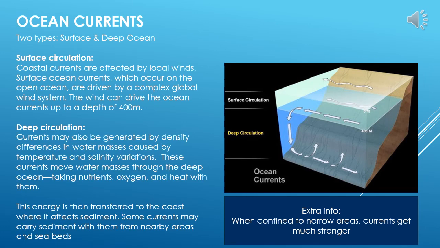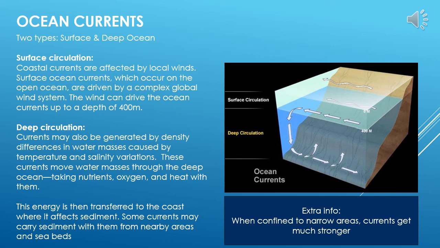Okay, so ocean currents can also supply energy and sediment to a coastline. There are 2 types of ocean current. So we've got surface currents. These are driven by local wind patterns, wind variations, and the global wind systems. That's your air cells, things like that. And this goes down to a depth of about 400 meters from the surface, and then beyond that you're in the deep circulation.